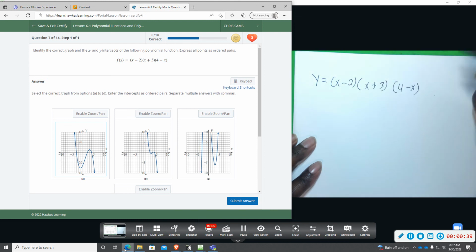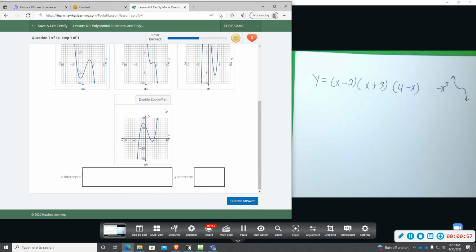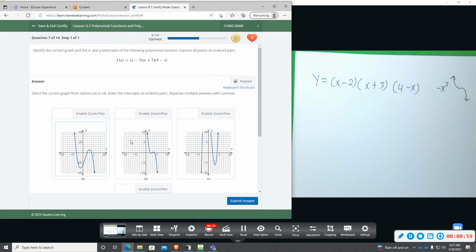times a positive times a negative. So I'm looking at a negative x to the third. I know my graph should be going up on the left and down on the right, which the first two match and the other two do not, so either 1 or 2.